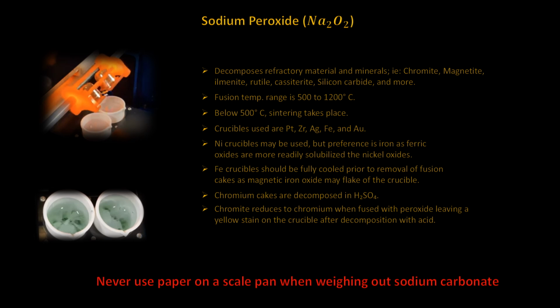This yellow staining is the result of the sodium peroxide fusing with the chromite. The chromite is reduced to chromium during the fusion, which leaves the yellow stain. Excess peroxide, when added to the acid, is removed by boiling the solution. Now, rare earth metals, such as those listed in the periodic table having atomic numbers from 57 to 70, are made soluble by sintering, then leaching with distilled water. Digestion is accomplished with nitric acid. This would be the range starting from lanthanum to ytterbium.